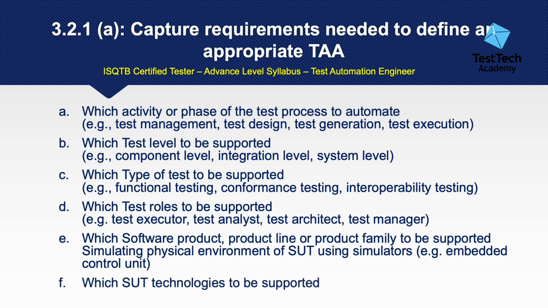Lastly, we need to specify which system under test technologies the automation solution should support. This ensures compatibility with the technologies and platforms used in the software being tested. For example, if we are automating tests for a web application, we'll need to ensure that our automation solution can interact with the web technologies such as HTML, CSS, JavaScript, and various web browsers.